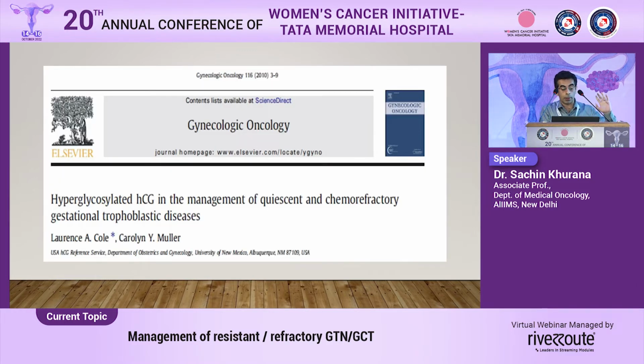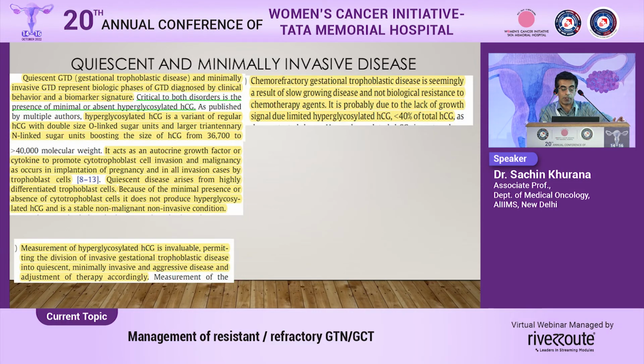Before going on to the management part, I would just like to touch on the topic of hyperglycosylated HCG, and I'll tell you why it's important. This is from the USA HCG reference service. So what exactly is hyperglycosylated HCG? It is a variant of regular HCG with a double size O-linked sugar unit, and the point is that when the hyperglycosylated HCG percentage is less than 40%, then it's either quiescent GTD or minimally invasive GTD. And why it's important is because these will not respond to chemotherapy. You will find a higher beta HCG value in the test, but maybe a low borderline high. You will try to treat it with chemotherapy, but because the hyperglycosylated beta HCG is less than 40%, you will not be able to get any response.